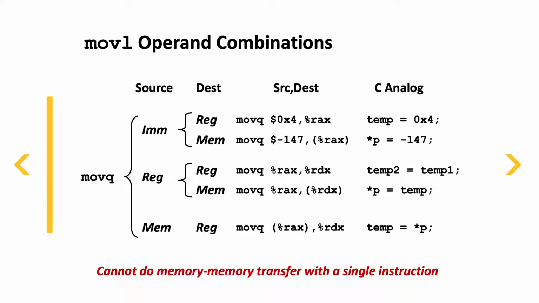Something to keep in mind, we cannot go memory to memory with a single instruction. We would have to pull something from memory into a register, then write it from that register back out to memory. We can't just specify 2 memory locations as our source and destination.